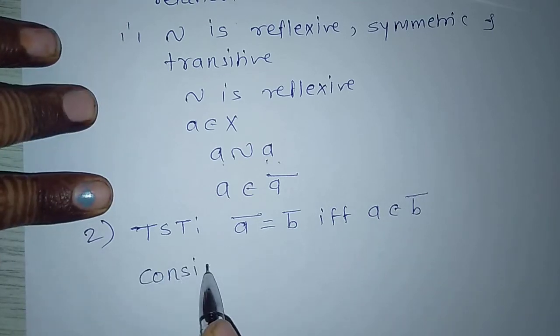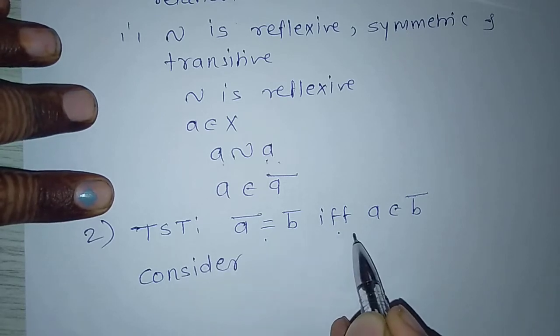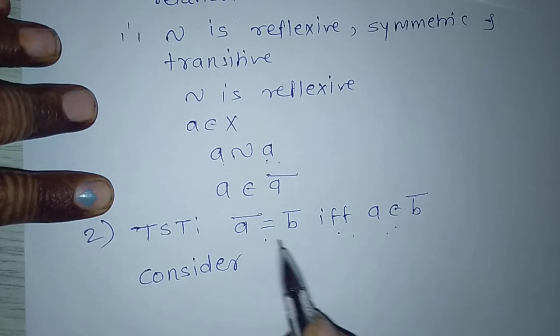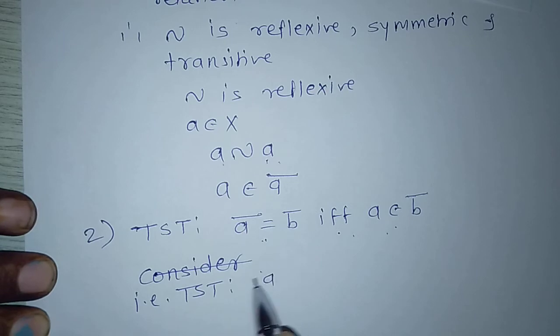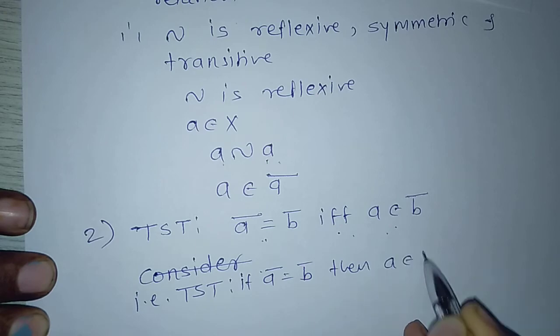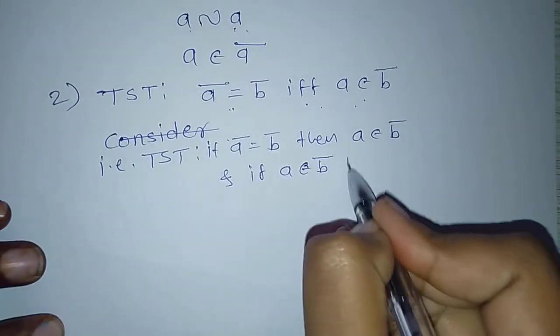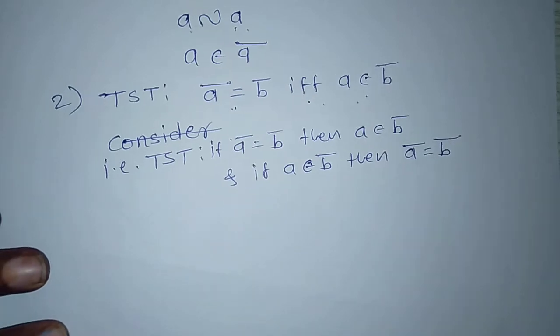If and only if means first we take a bar equals b bar, then prove a belongs to b bar, and second assume a belongs to b bar and show that a bar equals b bar. That is, to show that if a bar equals b bar, then a belongs to b bar, and if a belongs to b bar, then show that a bar equals b bar.